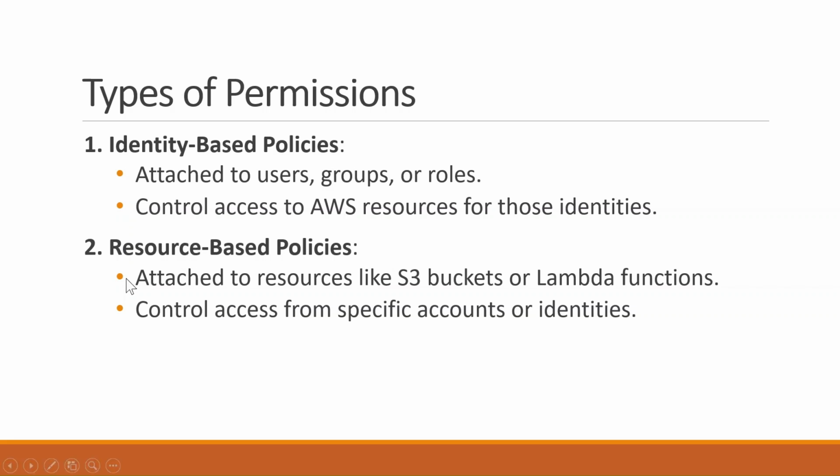And when it comes to the resource-based policies, these policies are attached to resources like an S3 bucket or Lambda function. So they define who can access that specific resource and what actions they can perform on it. For example, they can also control access from a specific account or identities like users, groups, or roles.